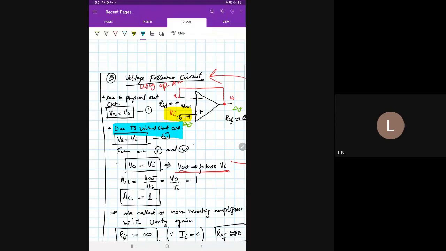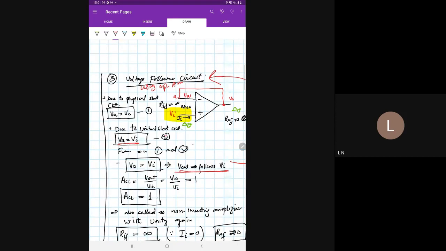So due to the virtual short circuit, VA is equal to VI. Say this is equation 2. Now from equation 1 and equation 2, we can see that V output is equal to V input.